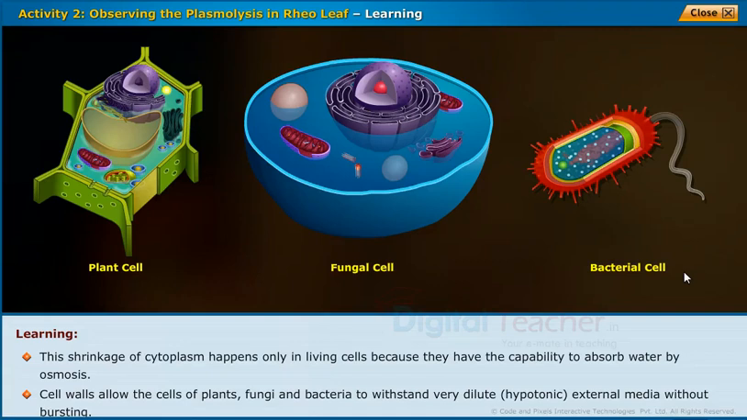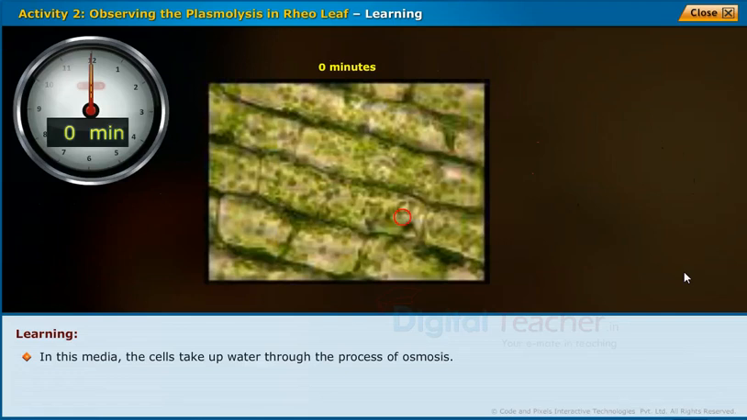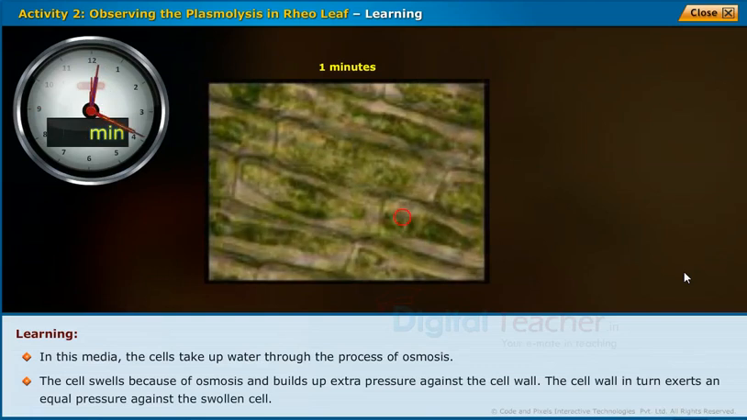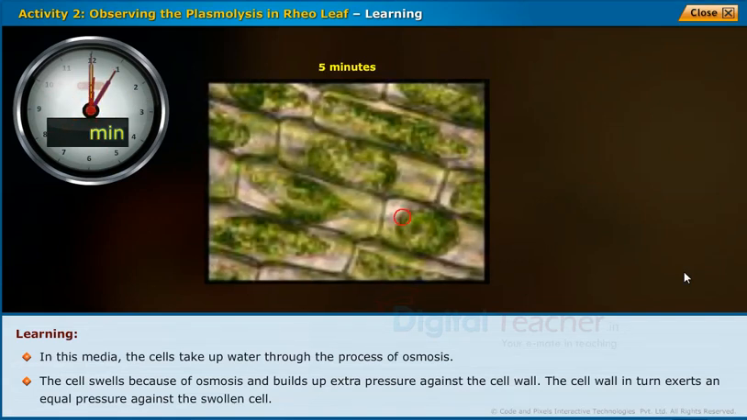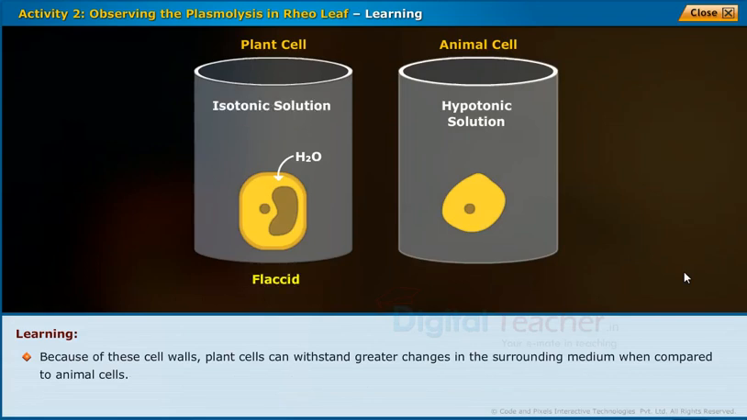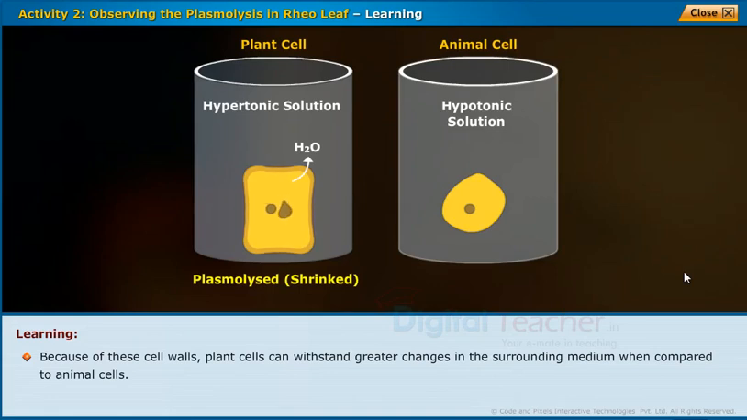Cell walls allow the cells of plants, fungi and bacteria to withstand very dilute or hypotonic external media without bursting. In this media, the cells take up water through the process of osmosis. The cell swells because of osmosis and builds up extra pressure against the cell wall. The cell wall in turn exerts an equal pressure against the swollen cell. Because of these cell walls, plant cells can withstand greater changes in the surrounding medium when compared to animal cells.